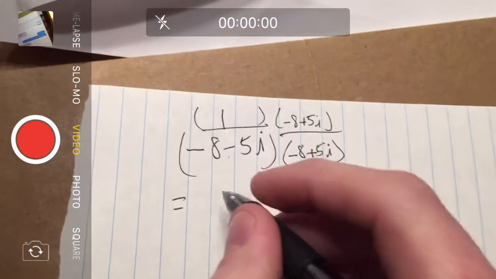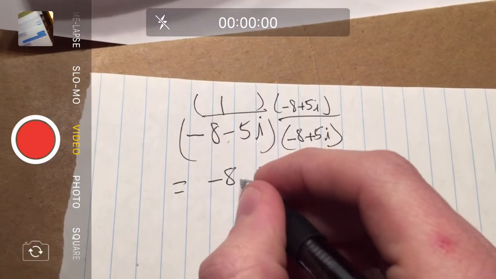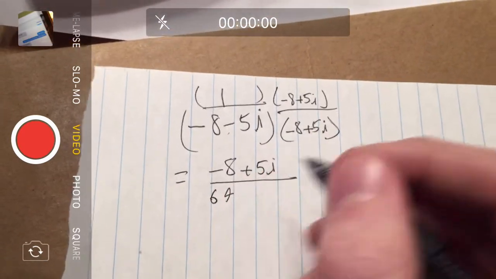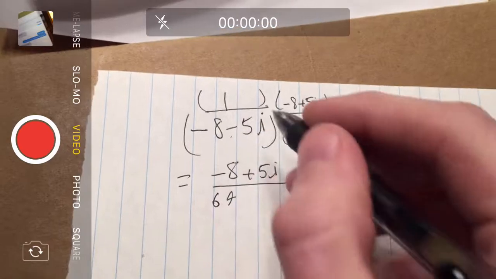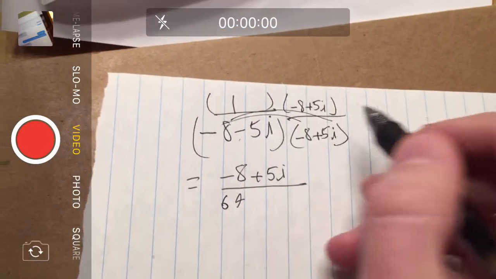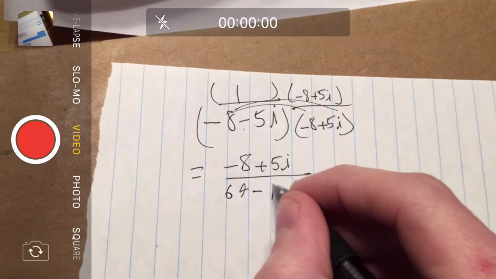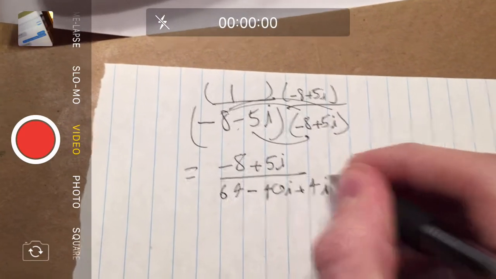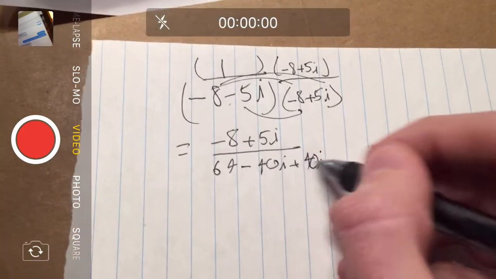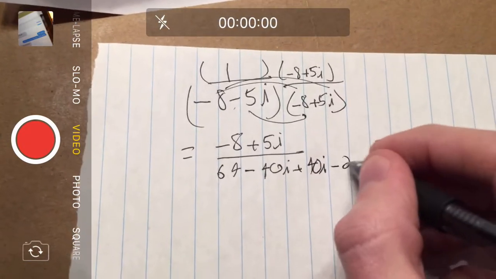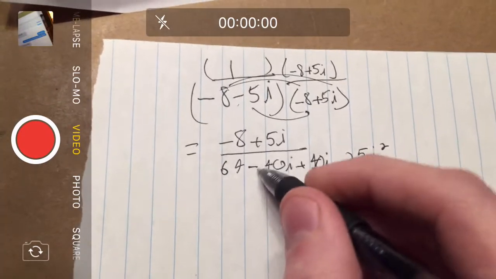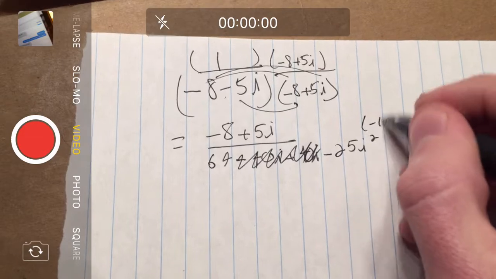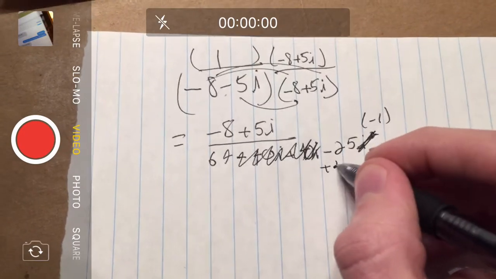So let's see, on the top, that gives us negative 8 plus 5i. And on the denominator, let's see, negative 8 times negative 8, so I'm foiling, right? You've got to foil down here. That would give us negative 40i, and then this would give us a positive 40i. That's why we use the complex conjugate, so that these would cancel out. And then that last one, negative 25i squared. Yeah, you have an i squared, but i squared is negative 1.